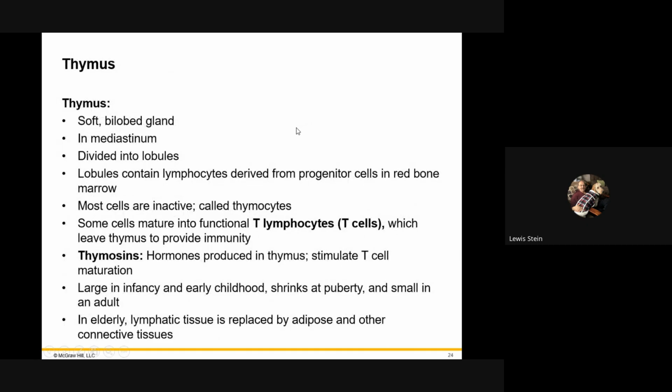This is where we stop with the other class. We'll do thymus and spleen afterwards, and then we'll go on to the immune system. I'm sure we'll be into it heavily on Wednesday. Thank you.